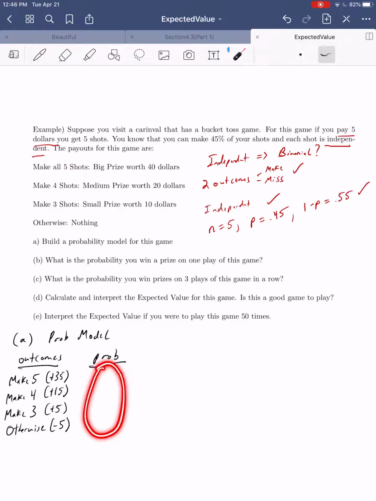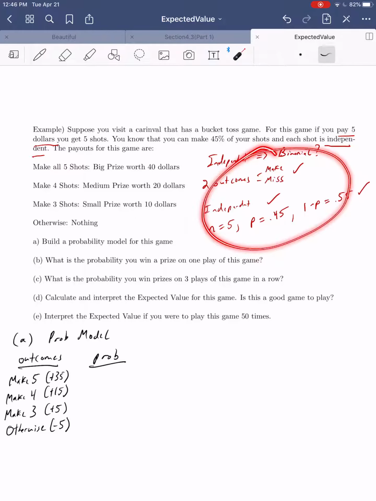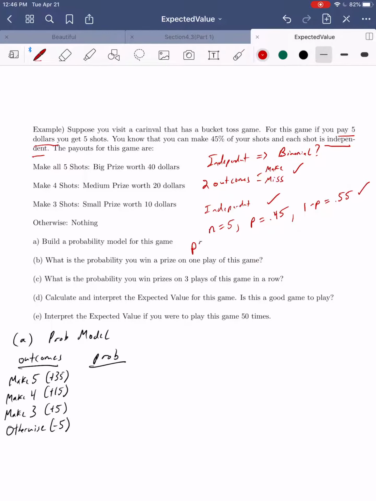So let's fill in these probabilities using this binomial. You can also remember we had a binomial formula, probability of exactly k successes. It was this formula, nCk, p to the k, 1 minus p to the n minus k. Remember, this counted up the ways it can happen. Probability of success to the number of successes, probability of failure to the number of failures. So let's use that right here.